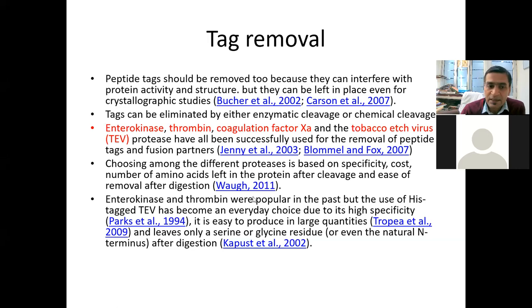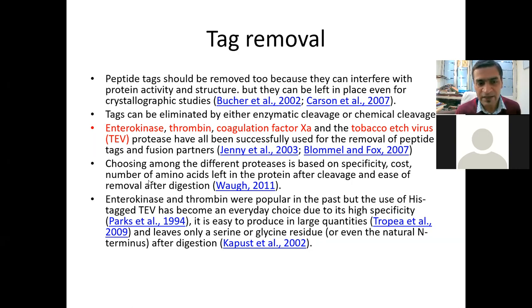Other things are there. Once you have used the enzyme to remove a tag, you should get rid of this enzyme also from the sample. You cannot leave the enzyme there along with your protein. So there should be some mechanism with which you can remove this protein after its action.